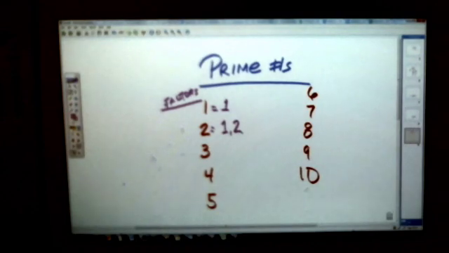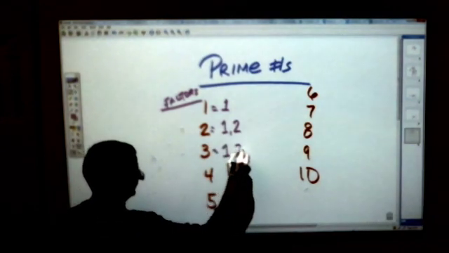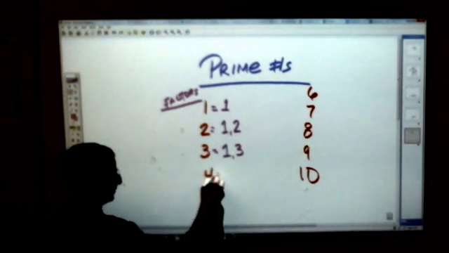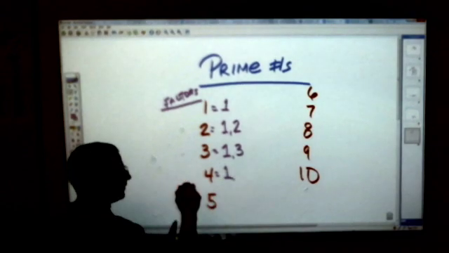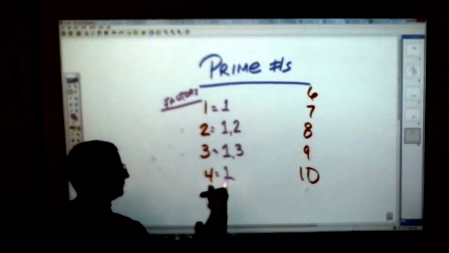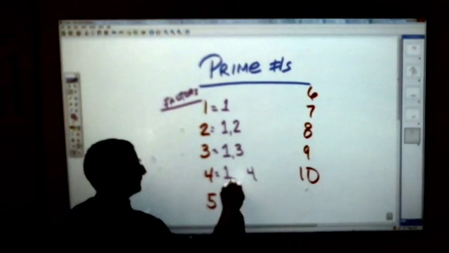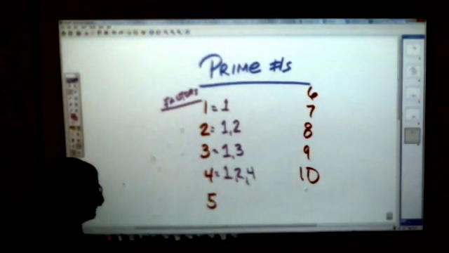Yes. What times what will give you 3? 1 and 3. What times what will give you 4? 1 and 4, 2 and 2. And remember, when you write down factors, I strongly encourage you, some of you don't do this, and it really kind of hurts you in the end: 1 times 4 is 4, as is 2 times 2. So 4 has 3 factors.